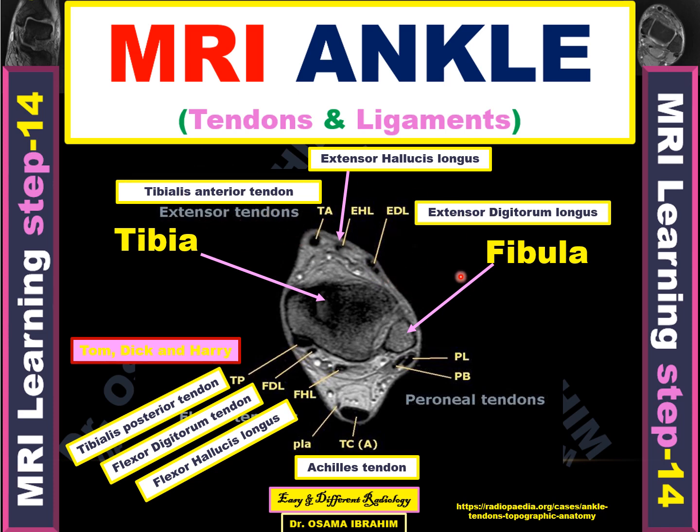These are the extensor tendons. Now remaining is the lateral compartment, which is composed of two tendons: the peroneus longus tendon, which appears lateral, and the peroneus brevis, which appears medial. There are also ligaments, but the ligaments do not appear clearly in this diagram.